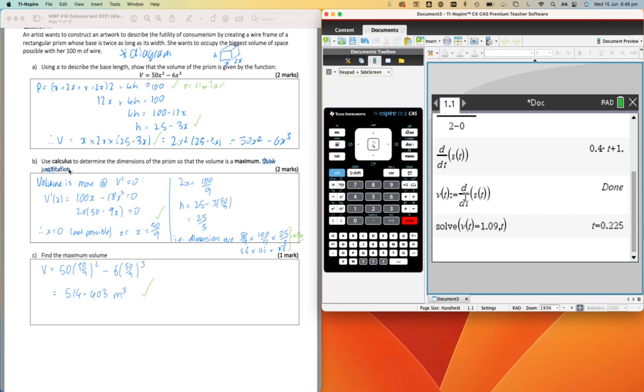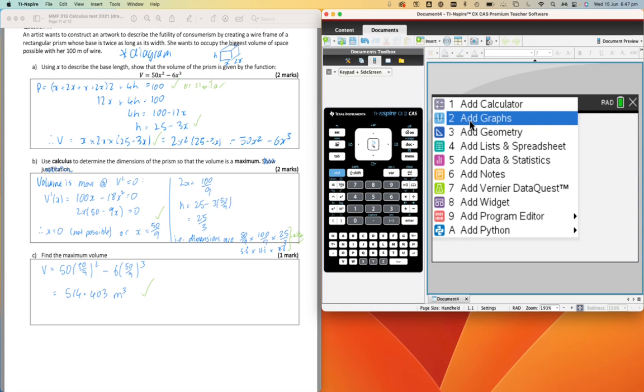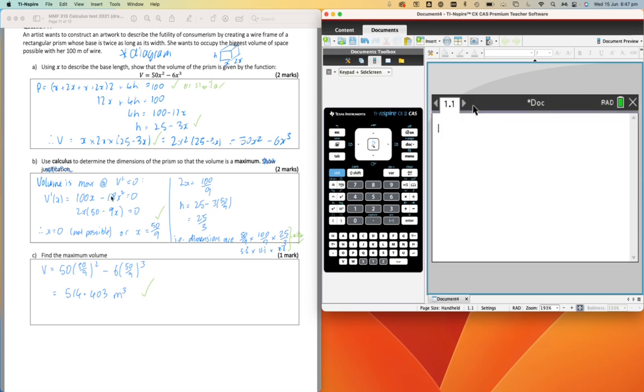99.9% of the time, if it doesn't ask you to justify, see how I've scribbled that out because it didn't come into the final test. If it doesn't tell you to show a justification, you can presume it is pretty much. But anyway, use calculus to determine. So let me start off a brand new document. So I'm going to add a calculator again to determine the prism, or to show that the prism volume is a maximum.